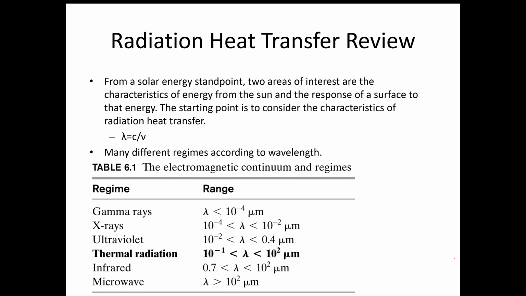So when we're dealing with incoming sunlight, the energy possessed by the incoming sunlight can kind of be categorized according to its wavelength, right? So there are many different regimes according to wavelength coming in from the sun. You have gamma rays, X-rays, ultraviolet, you have thermal radiation, infrared, and microwave. All of those can be split according to a specific range of wavelength.